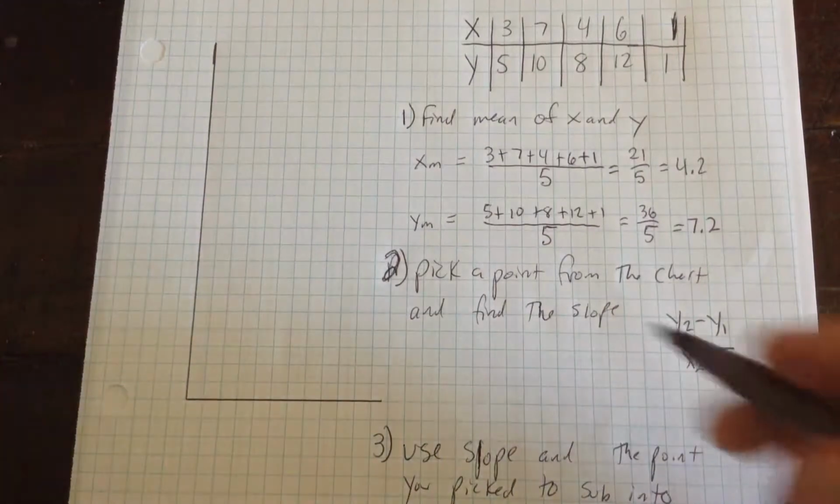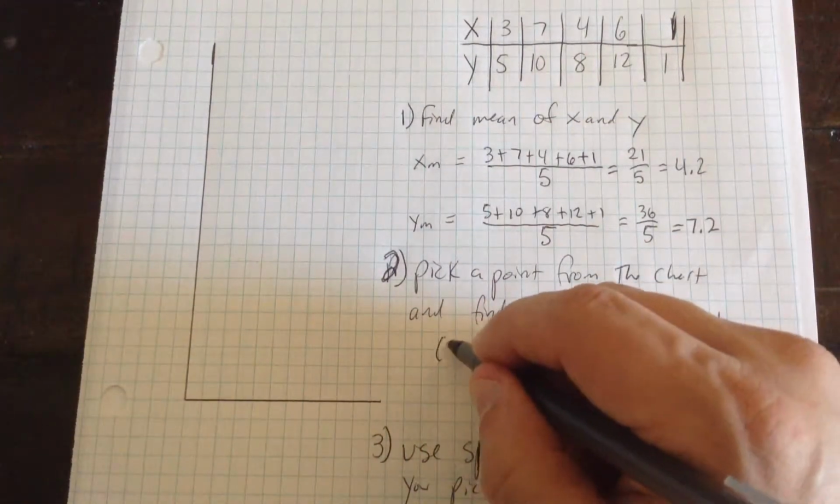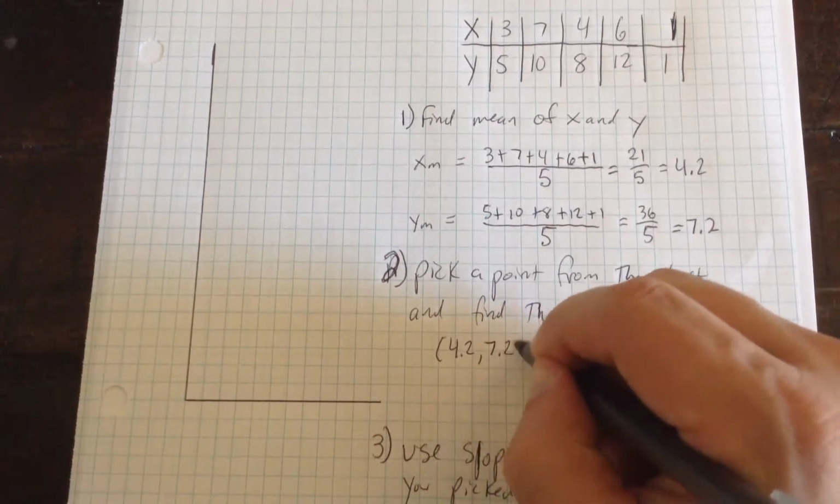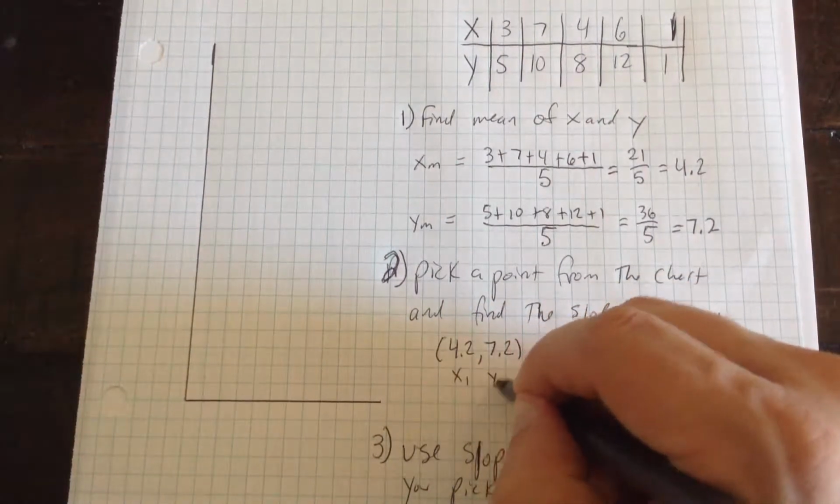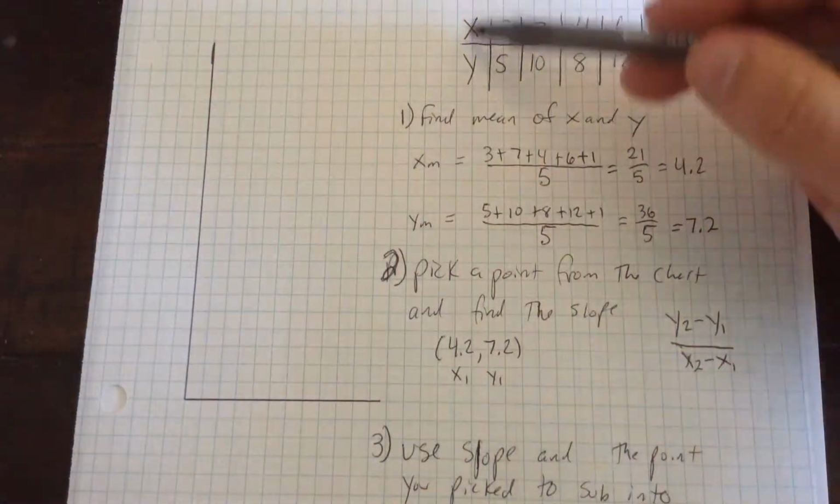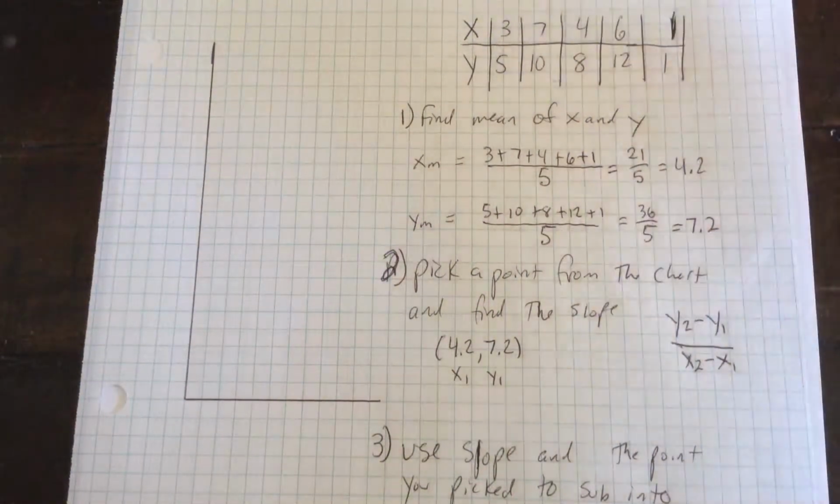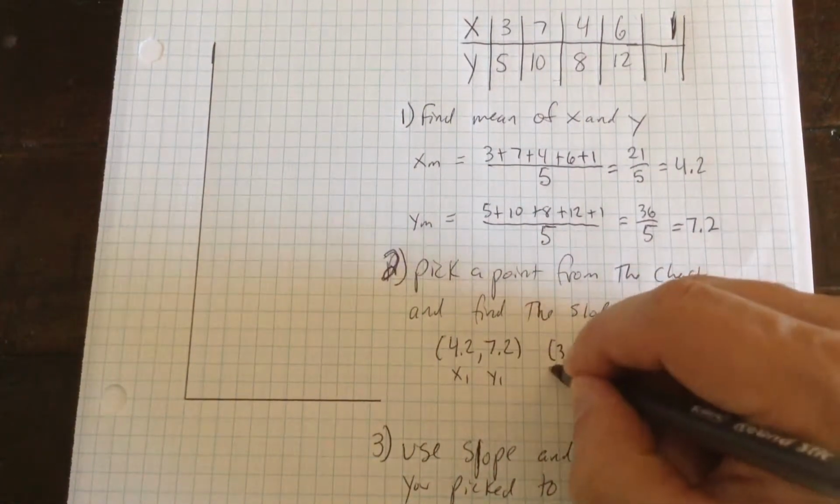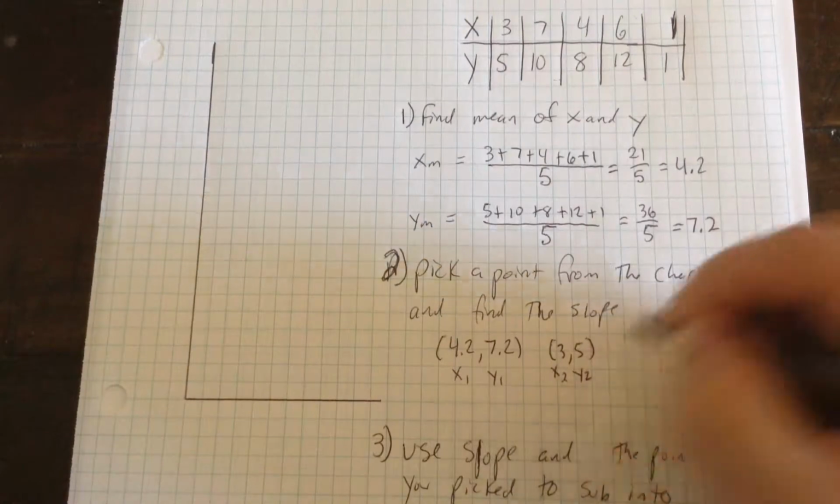So this is going to be my x1, y1: 4.2, 7.2 is my x1, y1. Then I have to pick one of these points from the chart up top. I'm just going to pick 3, 5 because it's the first one there. So 3, 5 is my x2, y2.